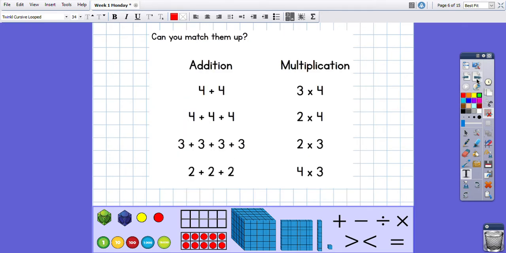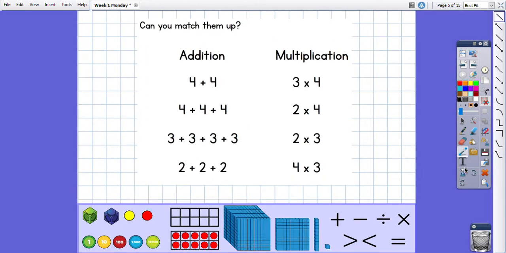Can you match up the repeated addition with the multiplication? I want you to have a go, maybe write them down yourselves and then draw lines to match them up, and then come back and I will match them up with you. So 4 add 4, so I've got 2 lots of 4. So it's going to be this one here because I've got 2 groups of 4.